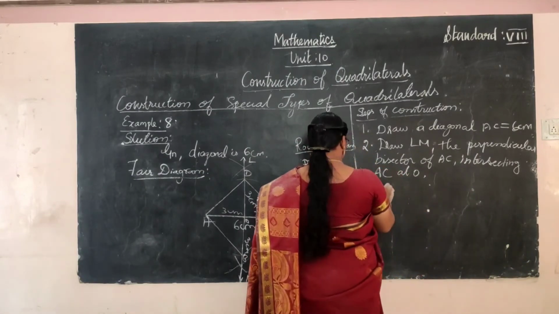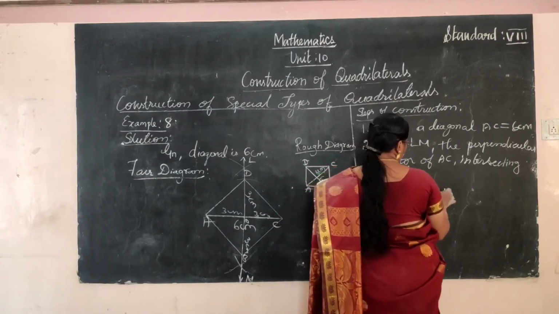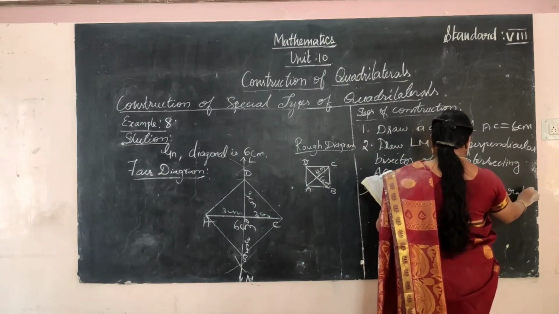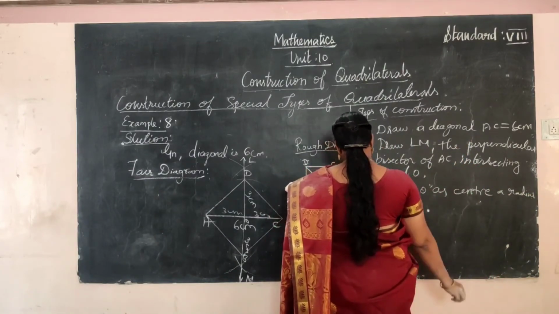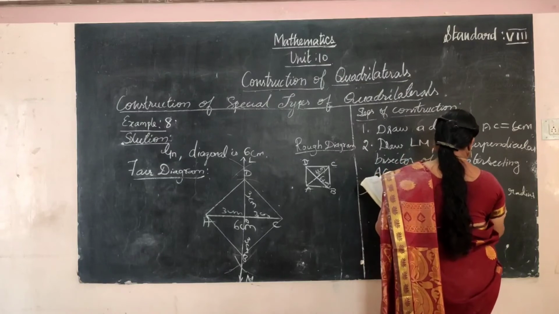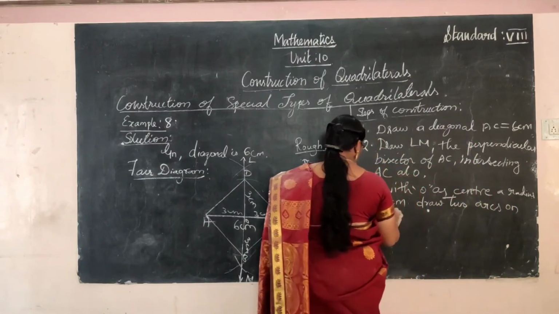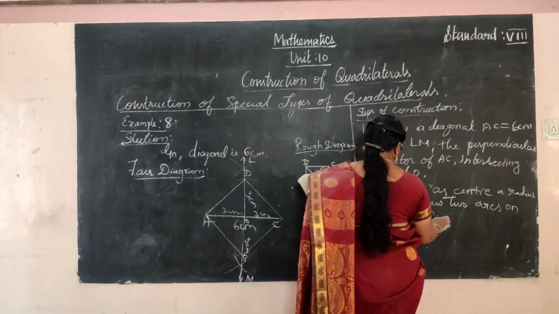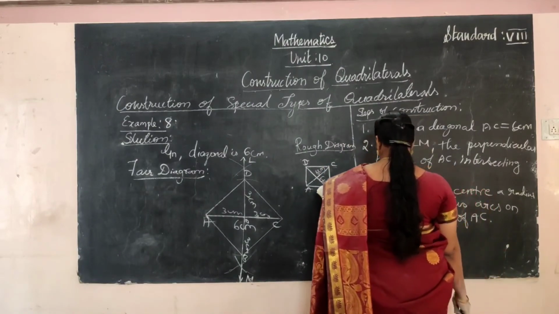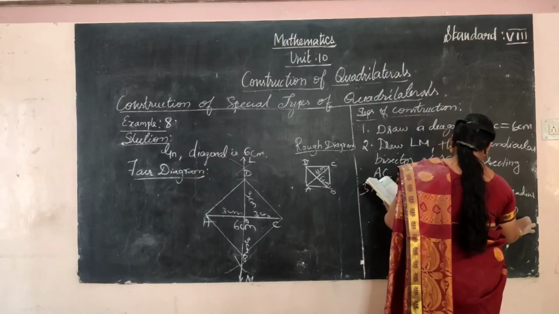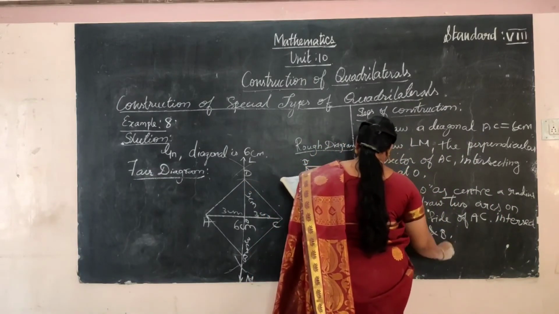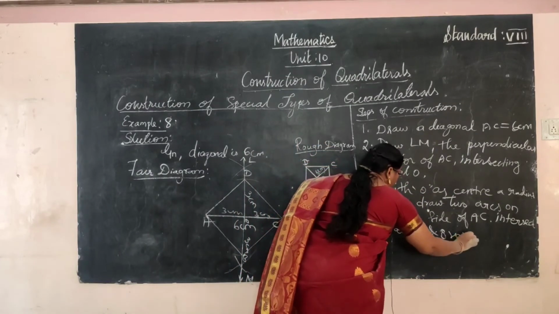And third one, with O as center and radius 3 centimeter, draw two arcs, one on either side of AC, intersecting at D and B respectively.